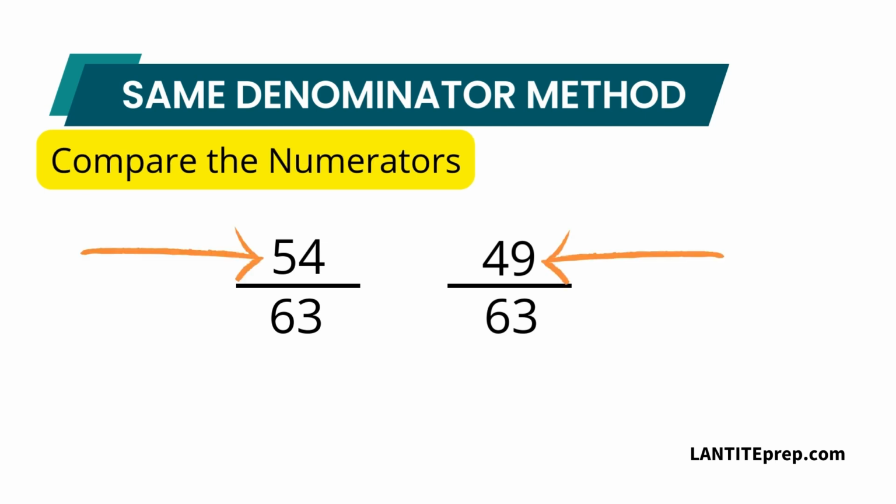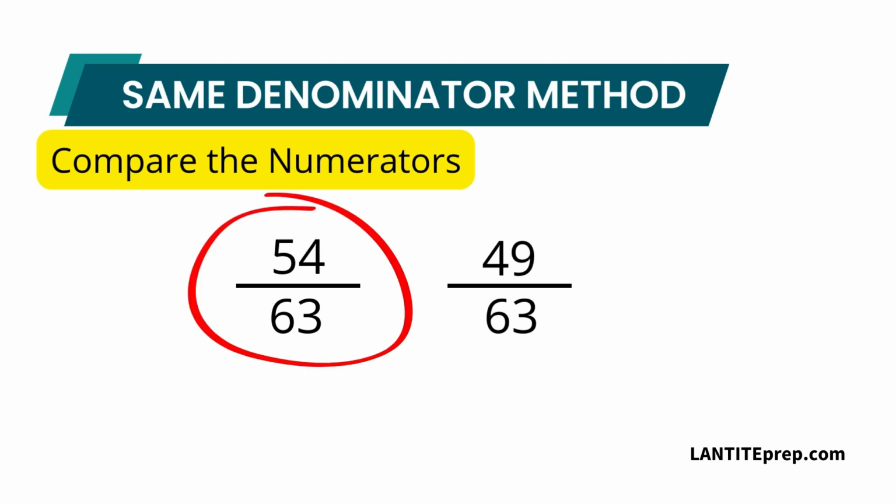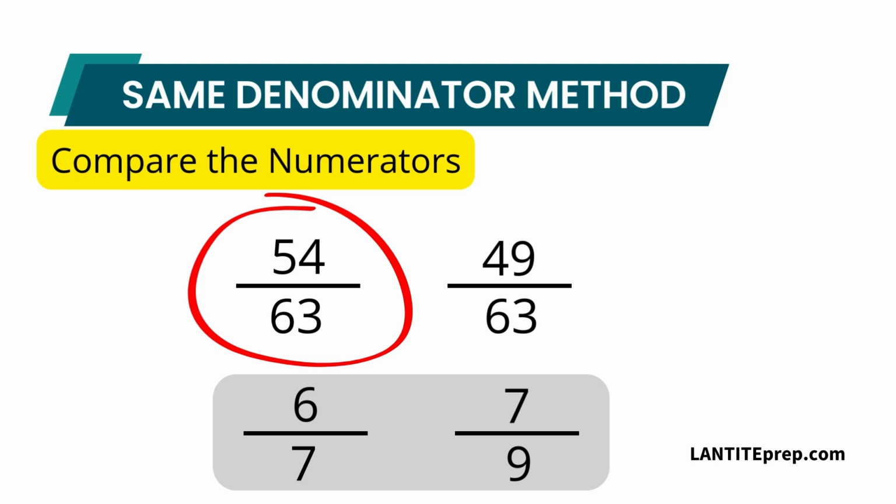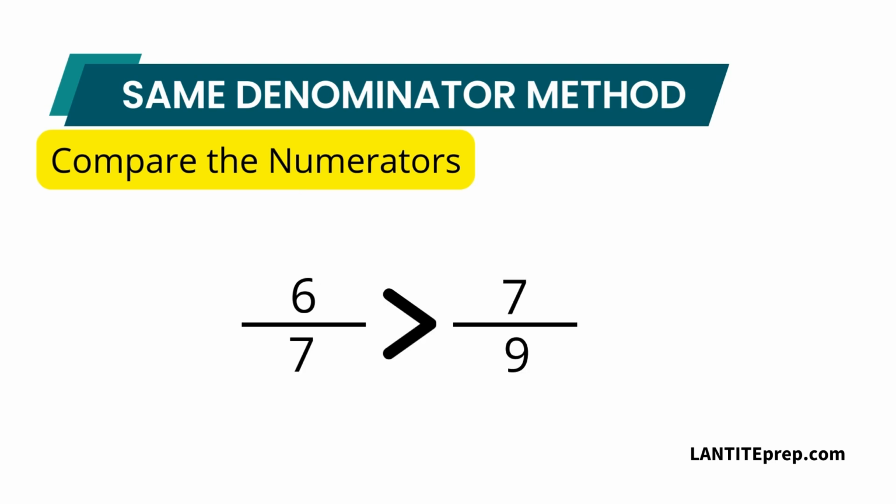which brings us to our next step, which is to compare the numerators to see which is bigger. With the denominators the same and the numerators updated, comparing the fractions becomes clear that 54 over 63, which used to be 6 over 7, is greater than 7/9.